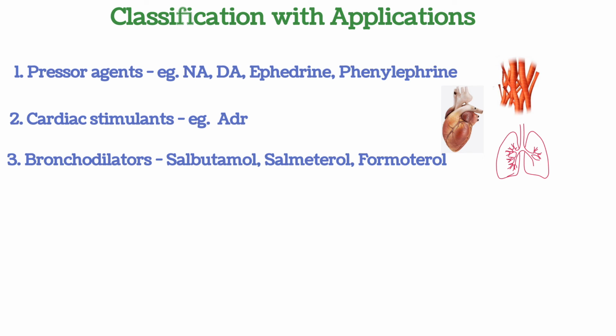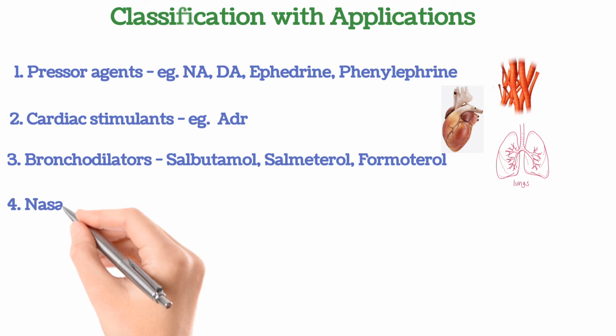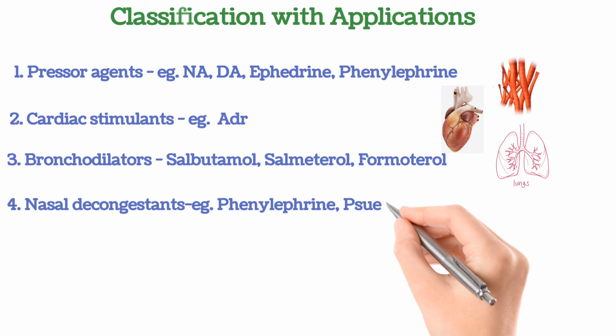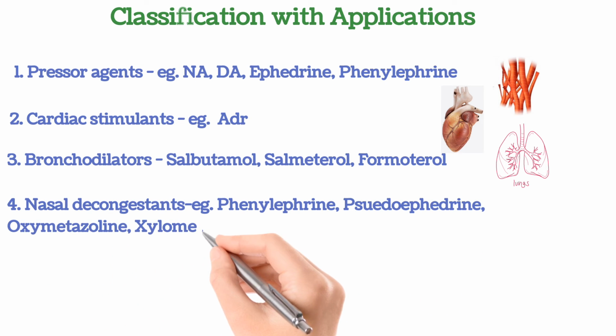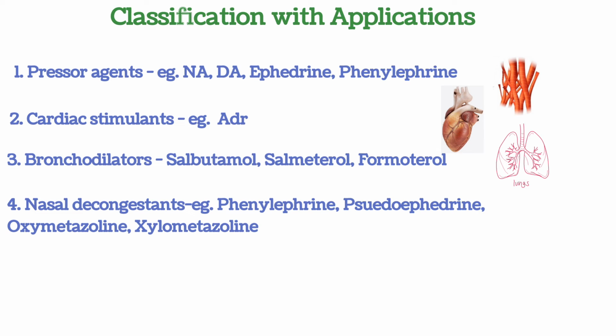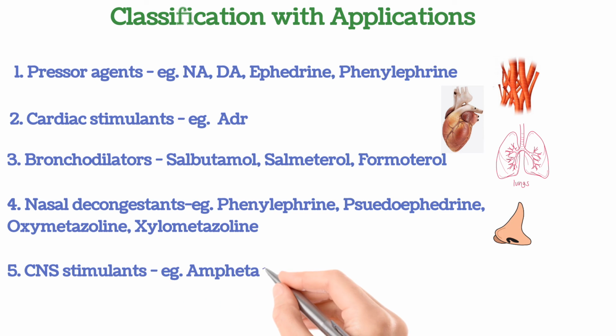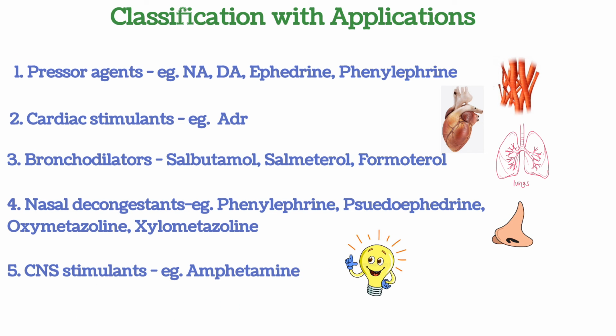Okay, pressure agents, cardiac stimulants and bronchodilators, means we can consider as blood vessel, heart and lungs. Fourth one is a nasal decongestant. Examples are phenylephrine, pseudoephedrine, oxymetazoline and xylometazoline. So in the market there are so many nasal sprays available, and we can often find this kind of drugs over there: pseudoephedrine, oxymetazoline and xylometazoline.